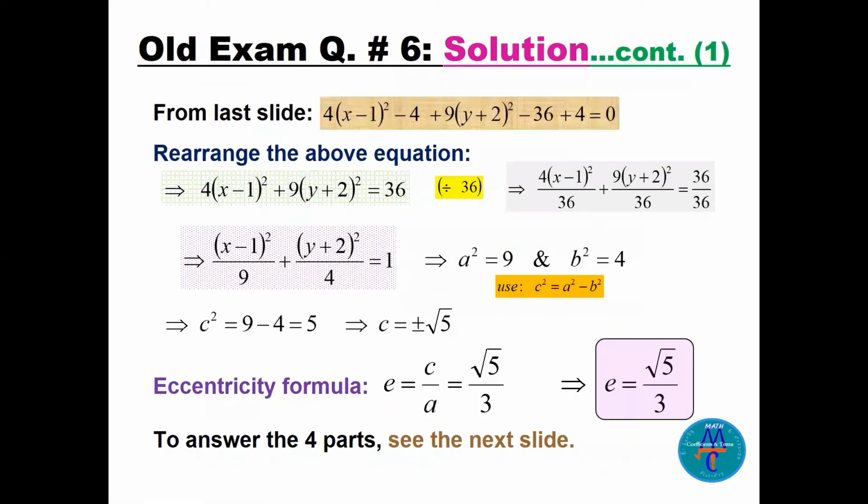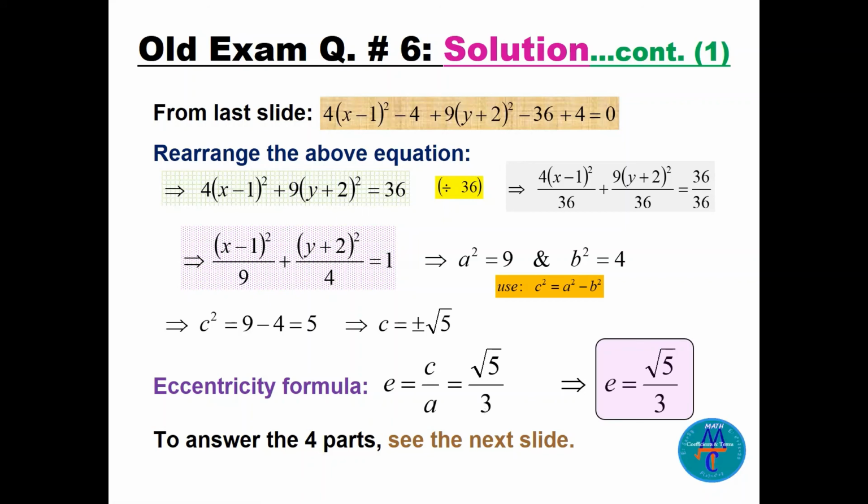So on the next slide, you have to write everything in standard form. So the 4 cancels, take 36 to the other side, divide by 36. We will get this and this and this. So we have x minus 1 squared over 9, plus y plus 2 squared over 4 is equal to 1. The bigger number is a, so a squared is 9 and b squared is 4. Use the formula for the ellipse. c squared is equal to a squared minus b squared, so c is plus or minus square root of 5. Now the eccentricity, e equals c over a, square root of 5 divided by 3.